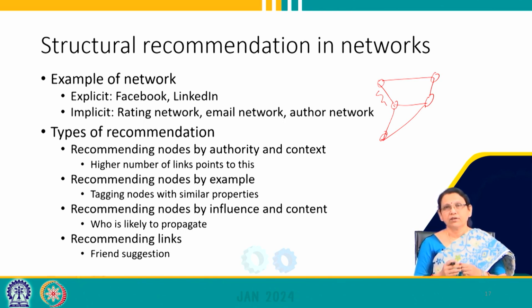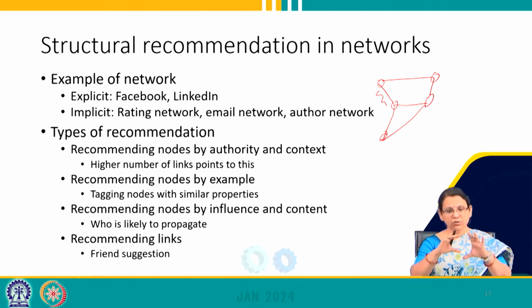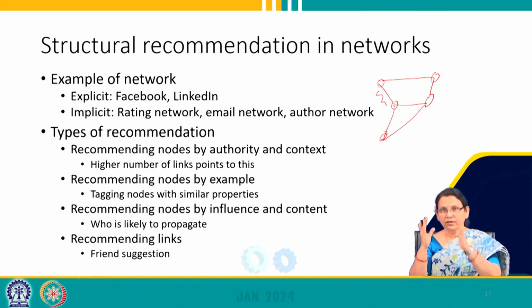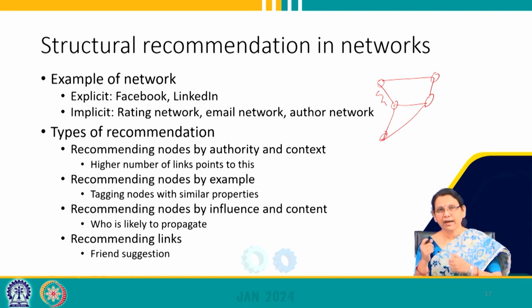Many times you can also implicitly derive a network. How can you implicitly derive a network? For example, in the preference matrix, you have many users and items. You can connect the users with items and make one network, showing how the user is connected to items. From that you can again implicitly derive some kind of user network, you can derive some kind of item network, and based on that you can make recommendations.